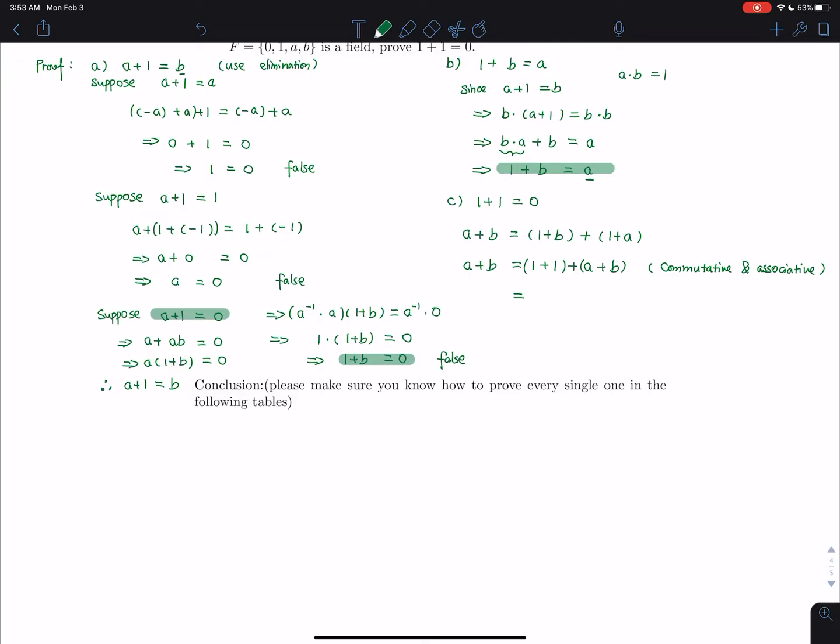So you can just add the negative of a plus b on both sides. Hold on, I have to add it to the other side. So a plus b plus the negative of a plus b, and 1 plus 1 plus a plus b plus the negative of a plus b. This side will give us 0. This side will give us 1 plus 1 plus 0, which gives us 0 equals 1 plus 1.